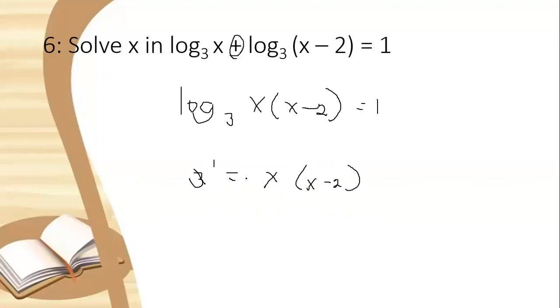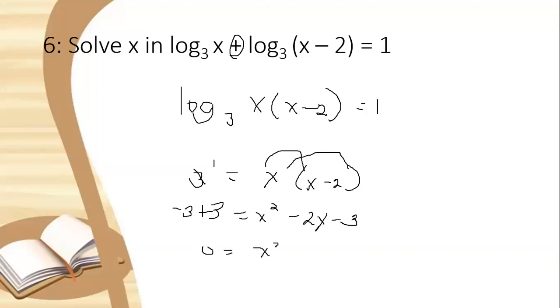x minus 2. Distributive property, x times x, x squared, x times negative 2x, so negative 2x. Then combine like terms, wala na po. So same po, general rule or standard form, si positive 3. So add tayo ng negative 3, para po mawala po siya dyan sa kabila. 0 equal to x squared minus 2x minus 3.